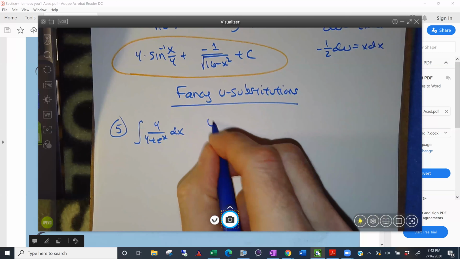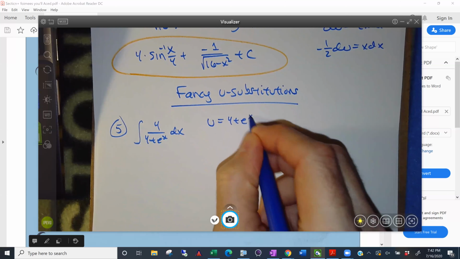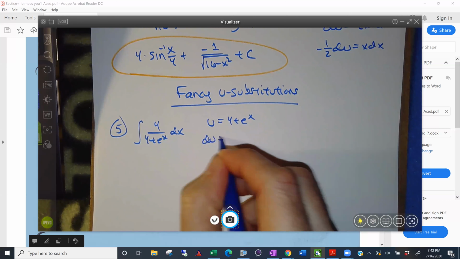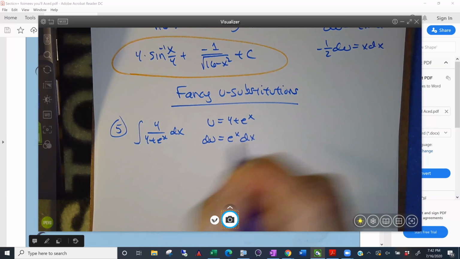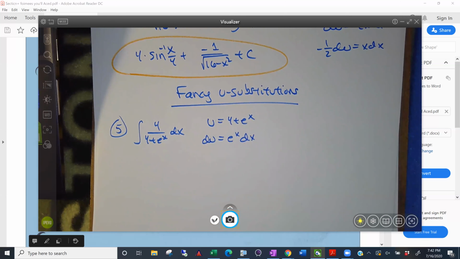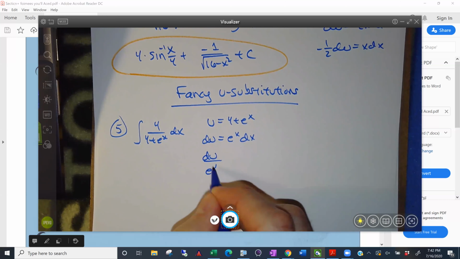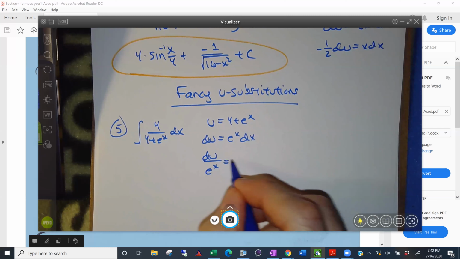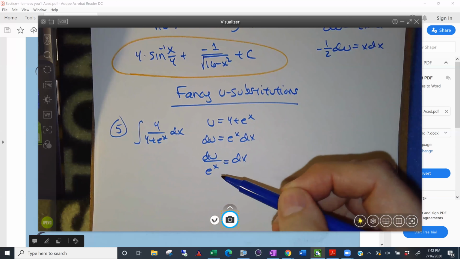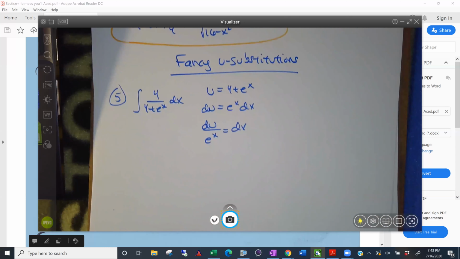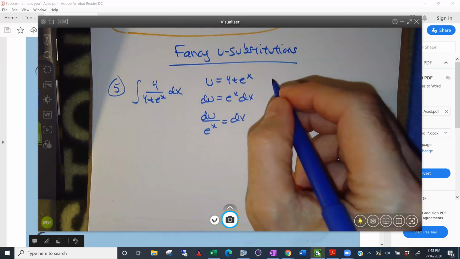Let's let u equal 4 plus e to the x. Okay. And let's calculate du equals e to the x dx. And I need to solve for dx. So, well, I could get dx by dividing by e to the x. That's my dx term. But this is a problem. I can't mix up my variables. I can't have u and x at the same time. So how do I get around that problem?